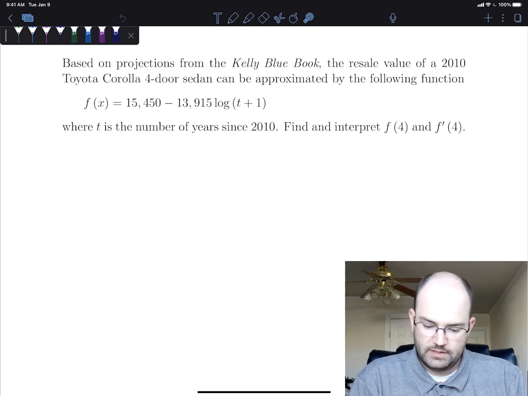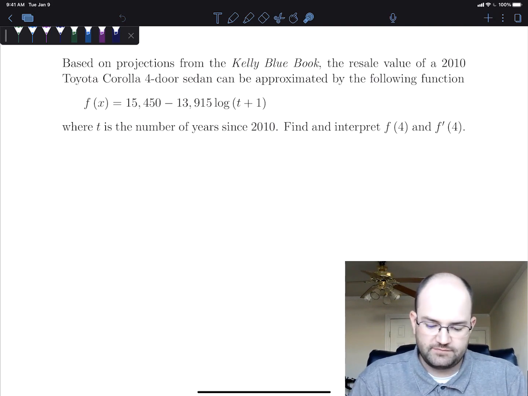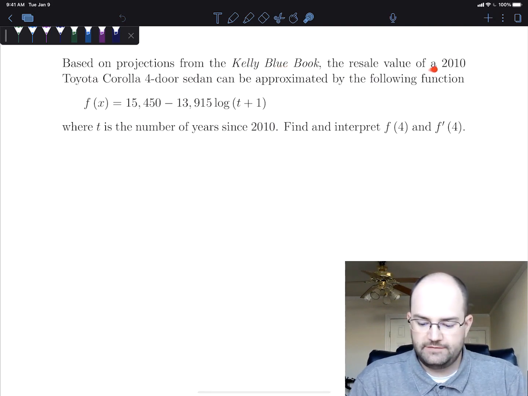Hello. In this video, we want to look at an application. Based on projections from the Kelley Blue Book, the resale value of a 2010 Toyota Corolla four-door sedan can be approximated by the following function.